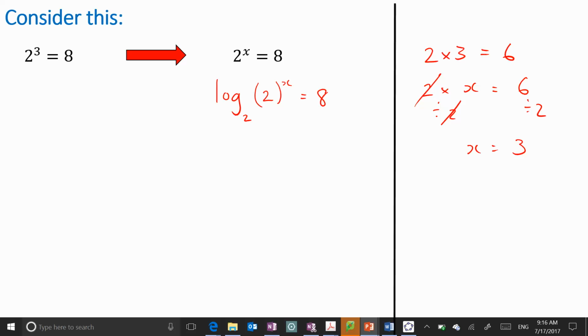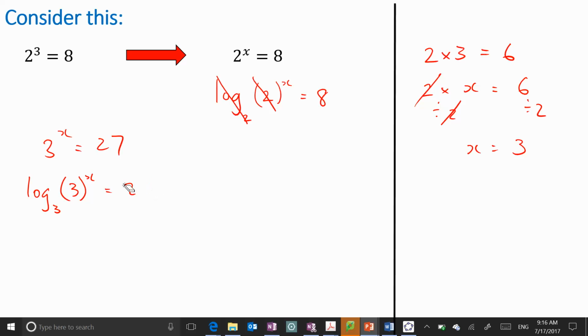So does the log change? Does the bottom number change? Yes, it depends on what that number is. So if it's 3 to the power of x equals 27, which I know is 3, if you want to undo that 3, it'd be log base 3 of 3 to the power of x.